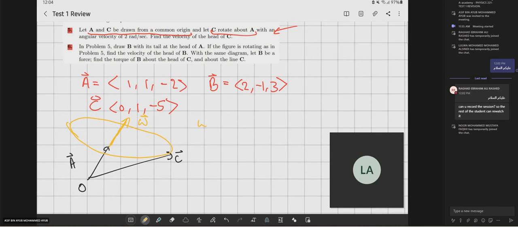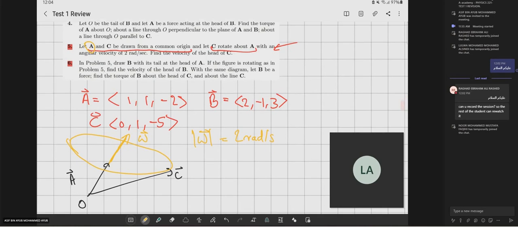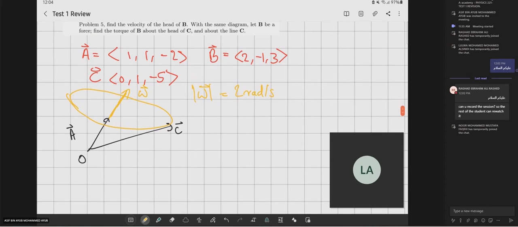Now we're given that omega is 2 radians per second. But A might not have a length of 2 units. So you have to make A have 2 units.